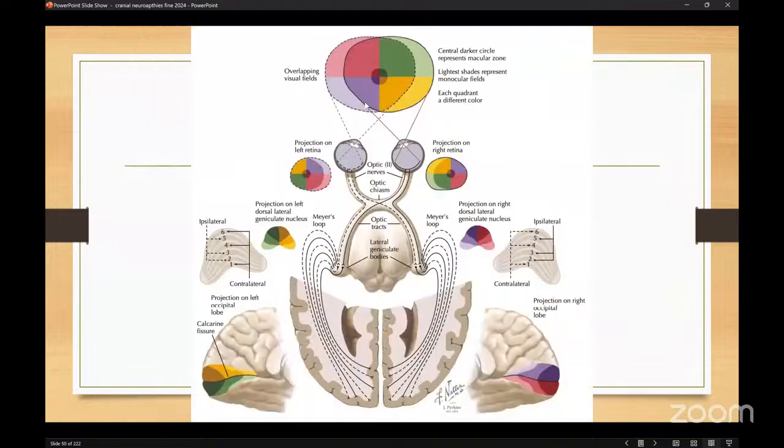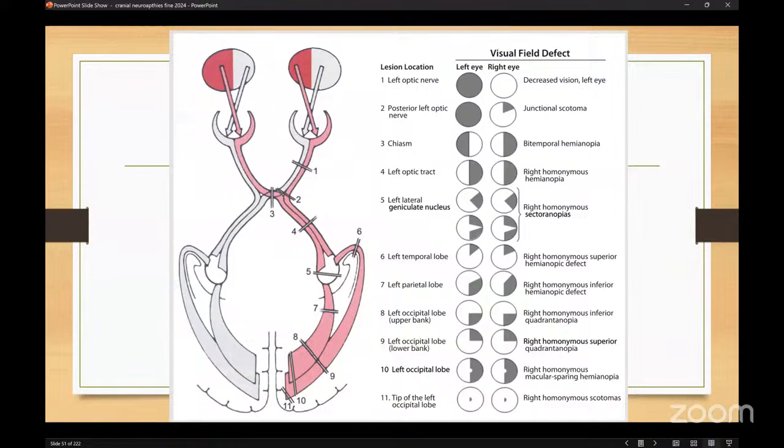Okay, so this is the pathway. Basically you have to remember, if there is a horizontal field defect, it has to be from the retina. If there is a complete blackout in one eye, it has to be in the optic nerve. If there is a vertical field defect, then it has to come from the chiasma and beyond. So if there is a horizontal field defect, it is retinal. If there is complete blackout in one eye, that is one optic nerve. And if there is vertical splitting or vertical field defect, it has to come from the chiasma and beyond.